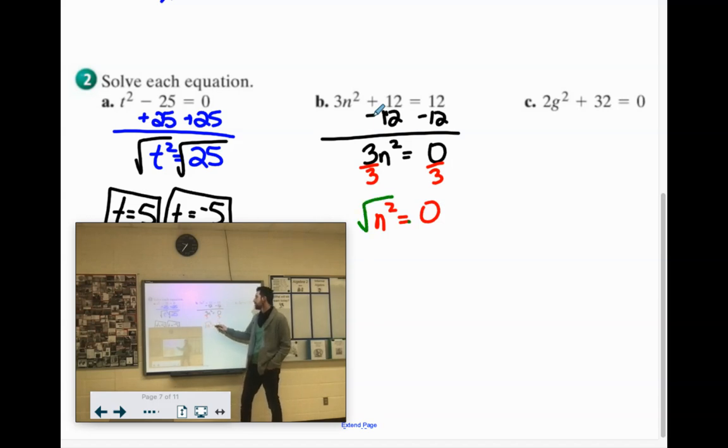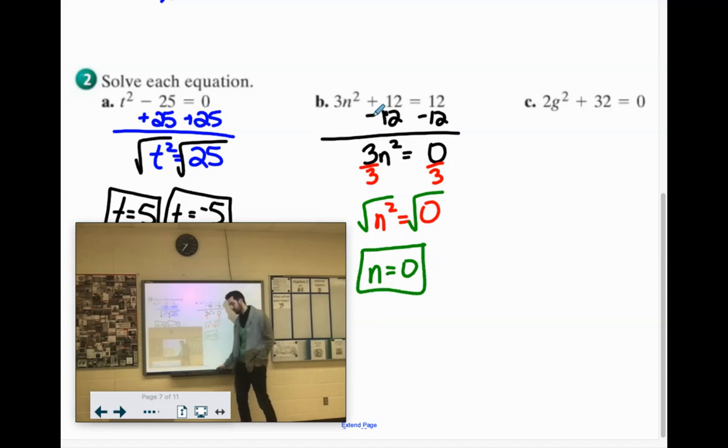Now I just said that every positive number has 2 square roots. 0 only has 1 square root, just 0. Because there's no such thing as negative 0. So if you ever have to square root 0, that's the only answer, 0.